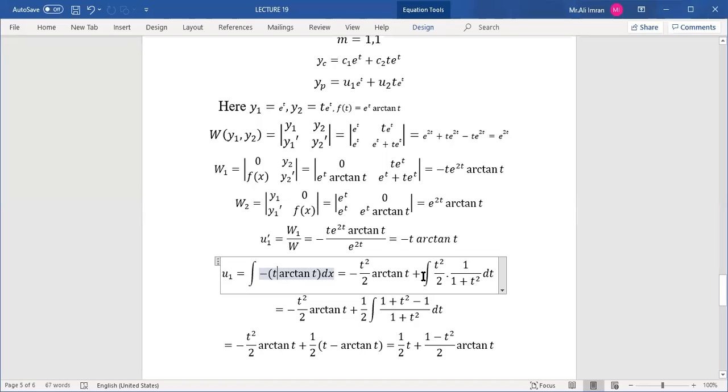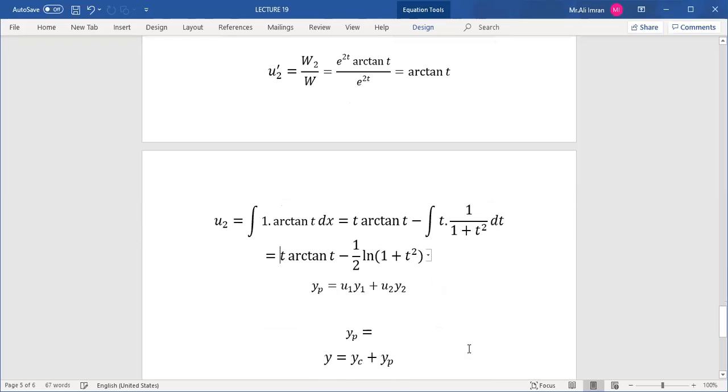In order to find the integral, we will add 1 and subtract 1 in the numerator, and write the denominator under the first two entries, and we will get 1 minus 1 divided by 1 plus t squared. We get the result minus t squared divided by 2 arctan of t plus 1 by 2 times t minus arctan of t. If we separate the arctan terms, we get 1 by 2 t plus 1 minus t squared divided by 2 arctan of t.